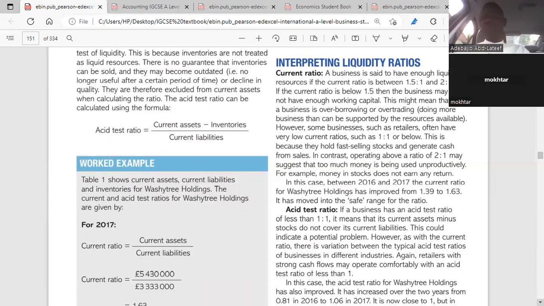So it could be as a result of what? When the business is having a less than 1.5 current ratio, it could be that the business is over trading or is over borrowing. Do you get what I'm saying here?